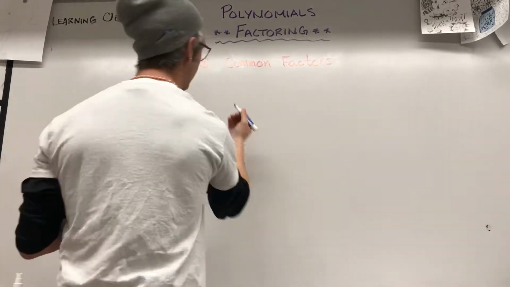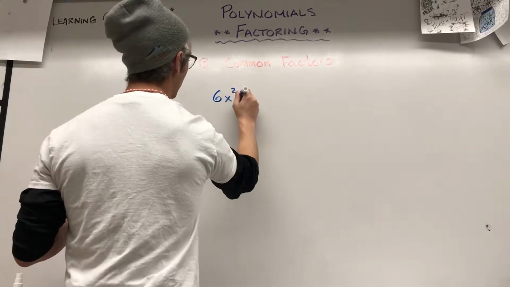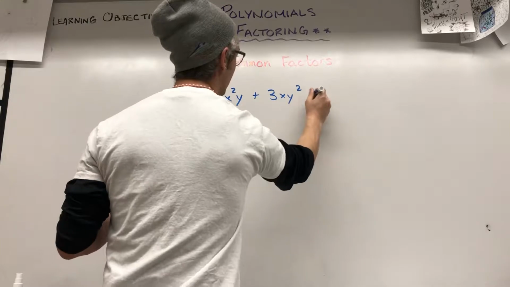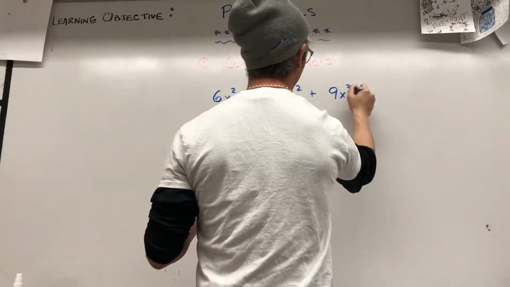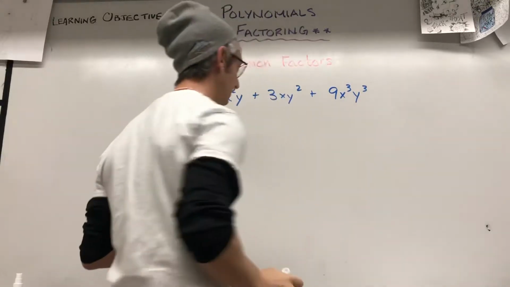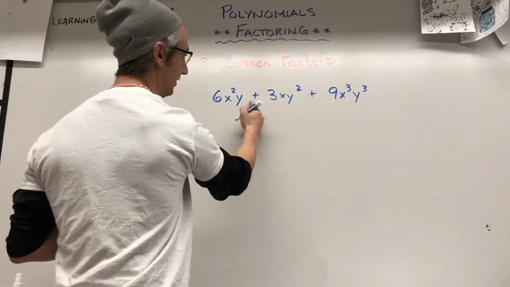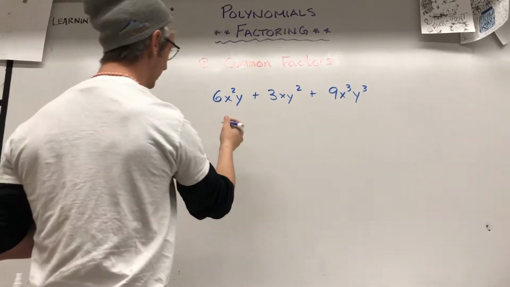So if I had something like 6x squared y plus 3xy squared plus 9x cubed y cubed, I would break this up into each term separated by a plus or a minus, and I would find the common factors on each of them.